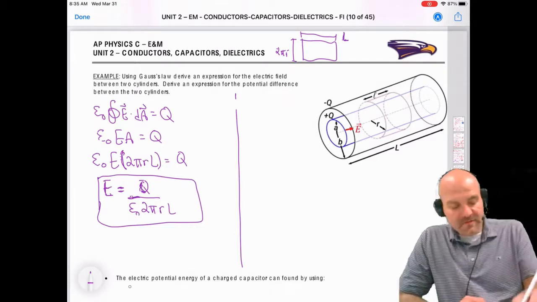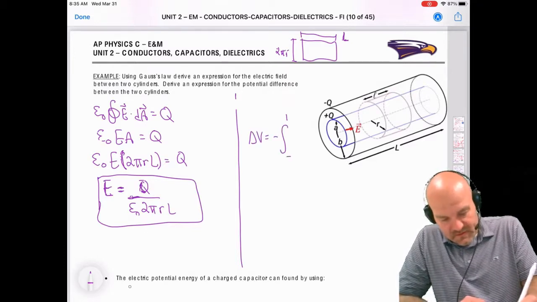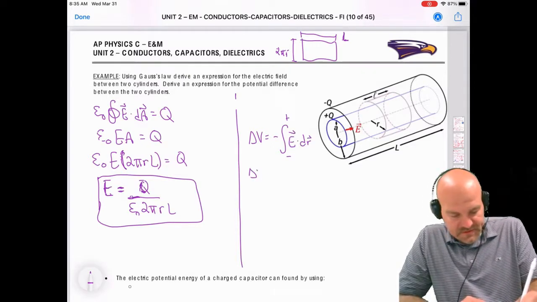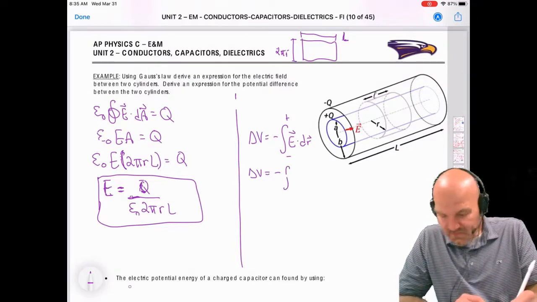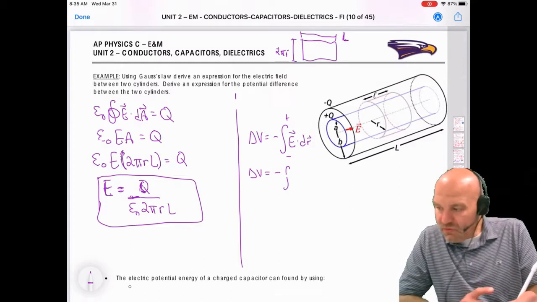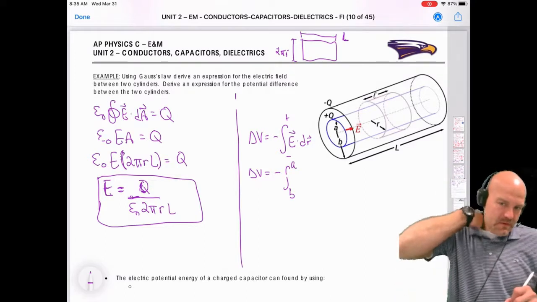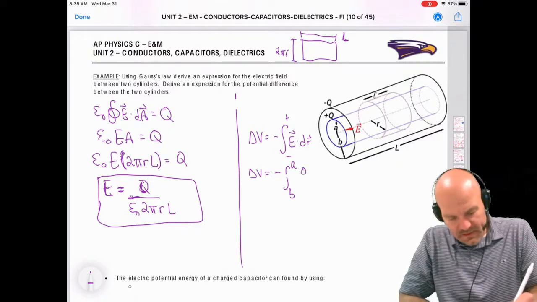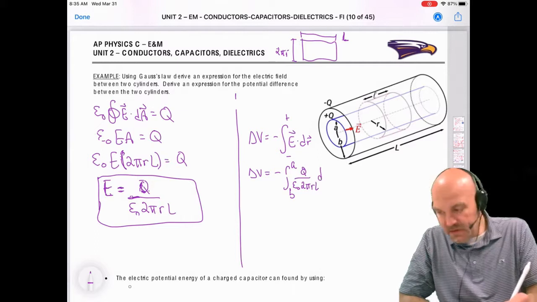Okay, now let's find the potential difference between them. And so again, it's going to be negative, from negative to positive, E dot dr. And so delta V is going to be equal to negative, from our negative plate, which is our outside, so it's going to be B to A. Again, we're going from the negative plate to the positive plate of E, which is what we found for the first part of this question. So Q over epsilon naught 2 pi r L, dr.